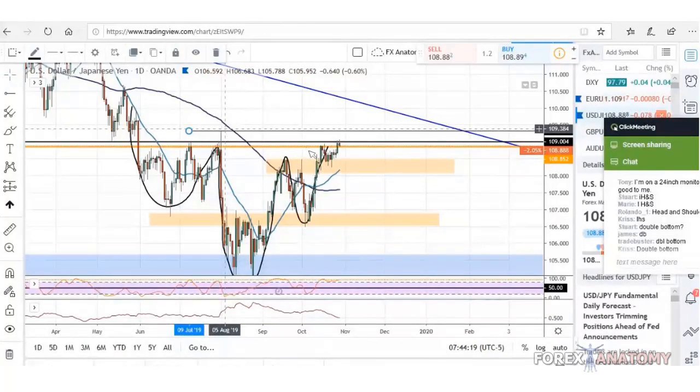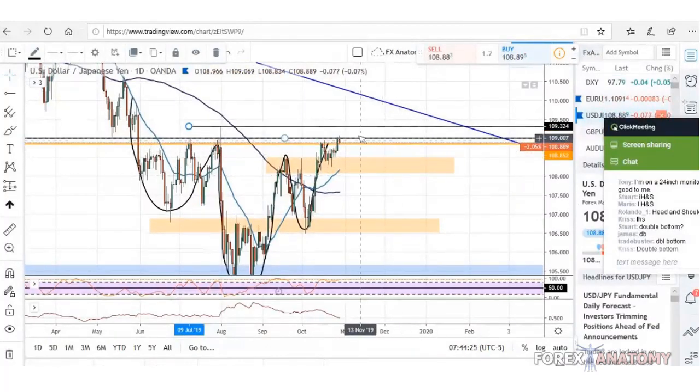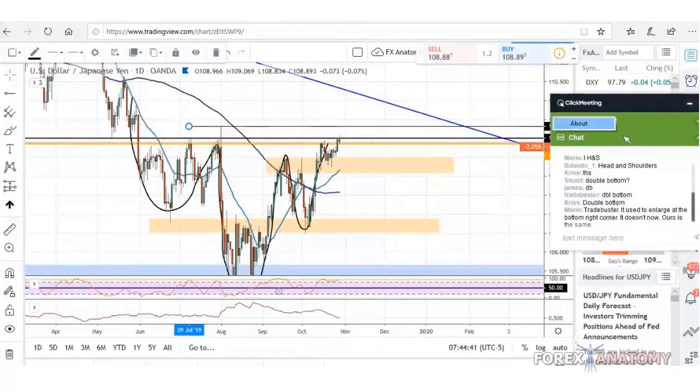And for all we know, price could just continue to consolidate between this institutional level of 109. That's what we call an institutional psychological level, this 109.00 level. It could just consolidate between this 109 level and this daily structure support level right here that we just drew in. So right now, we just have to play this safe.